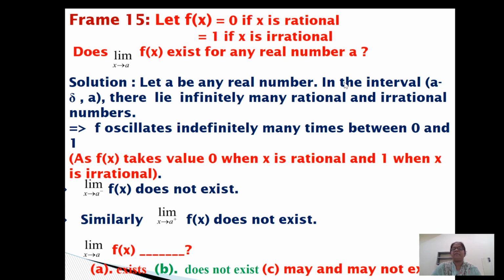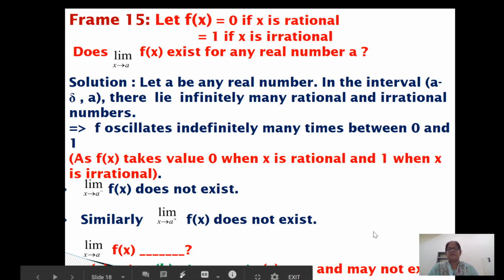Let a be any real number, and take the open interval a minus delta, a. Whenever you take an open interval, there lie infinitely many rational and irrational numbers. It means when the turn of a rational number comes, it gives the value 0, and when the turn of an irrational number comes, it gives 1. But if the limit exists, and 0 is not equal to 1, and if the limit exists it must be unique. Hence the limit does not exist.